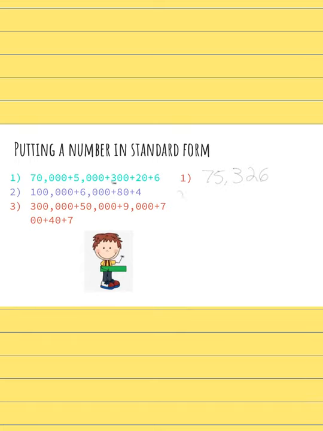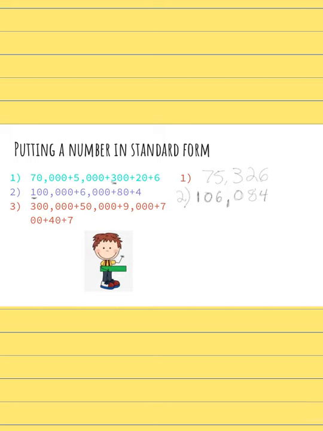For number 2, I'm going to start with the biggest value first. Here I have 100,000, so I'm going to put 1 in my 100,000s place. I have no numbers in my 10,000s place, so I know I'm going to need to put a 0 into my 10,000s place. Next, I have a 6 in the thousands, so I can write my 6 in my thousands place, comma, and then I also see I have 0 in my hundreds place, so I'm going to put a 0 there, in my hundreds.